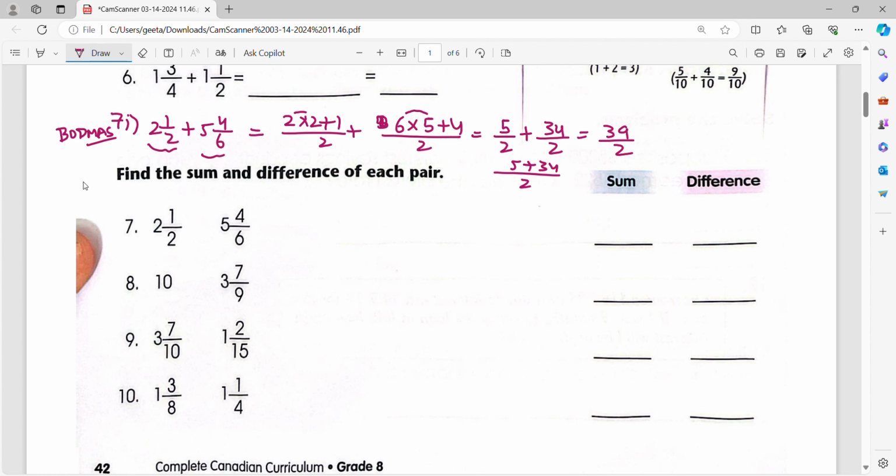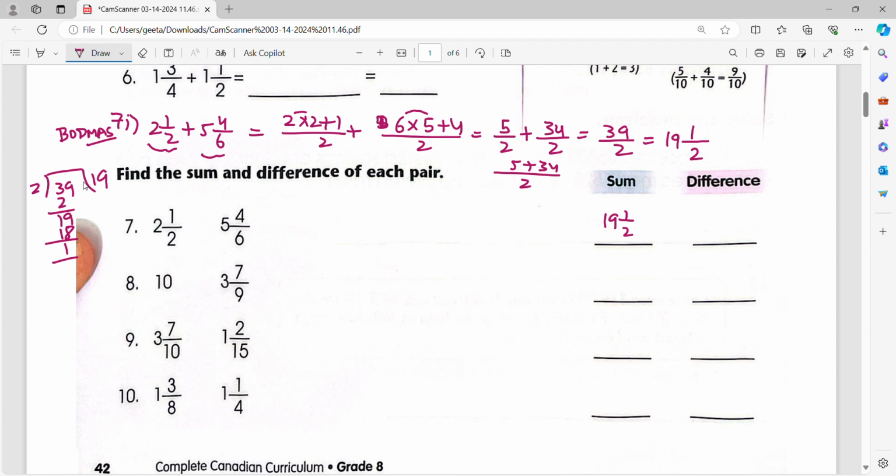So they have told us to find this 39 by 2. I'll convert this again into a mixed fraction. 2 nines are 18, right? So what will come here? The divisor will come here, this is the quotient and this is the remainder. So they have asked us the sum of 2 and 1/2 and 5 and 4/6. Our answer is 19 and 1/2.